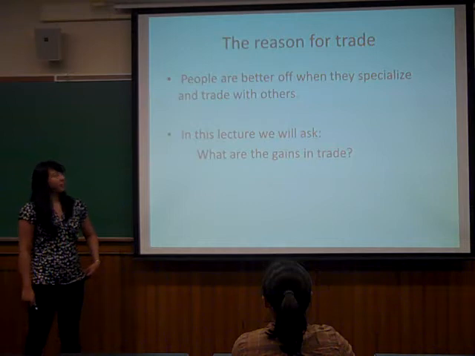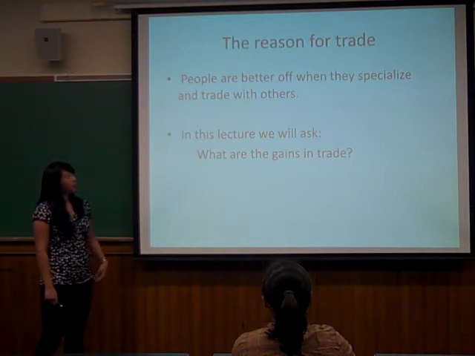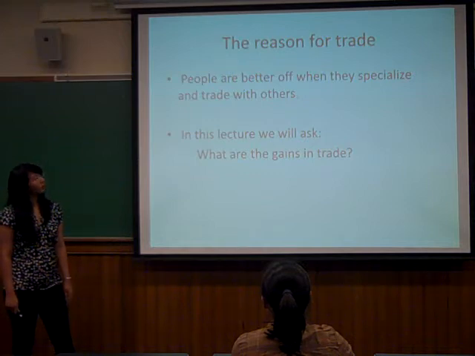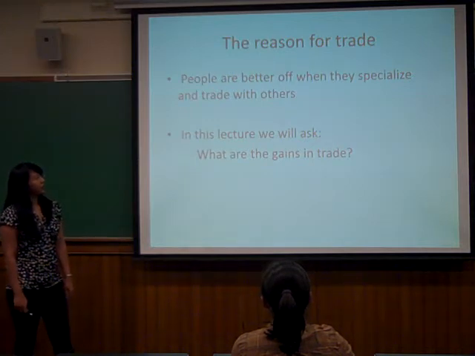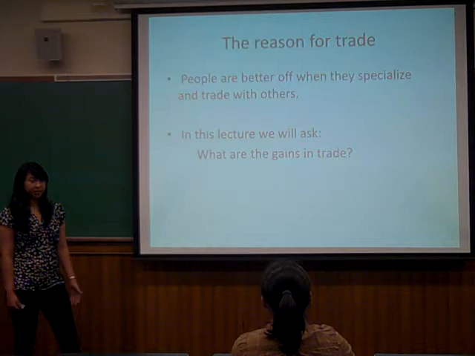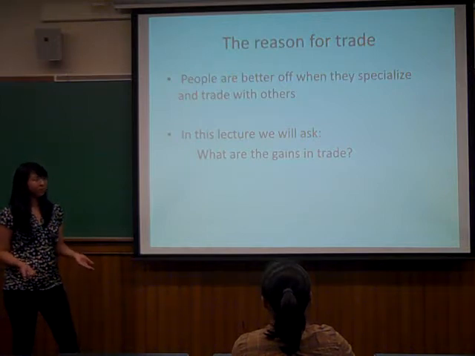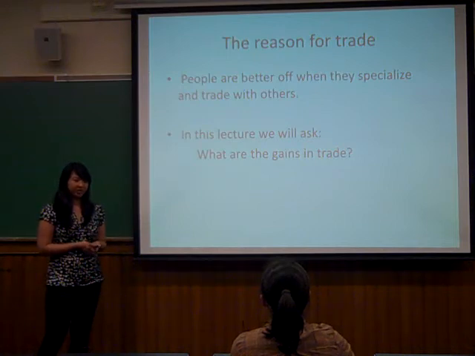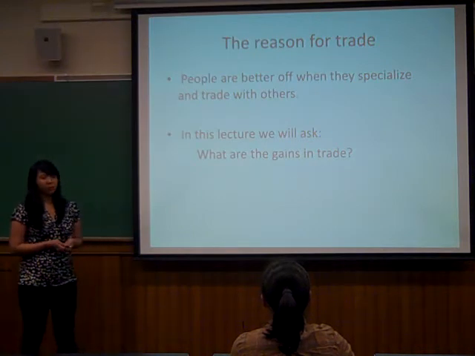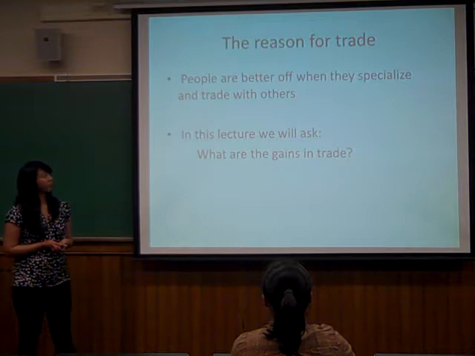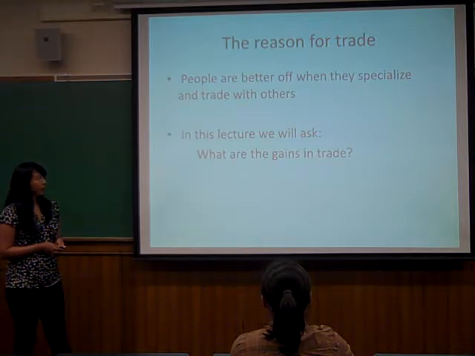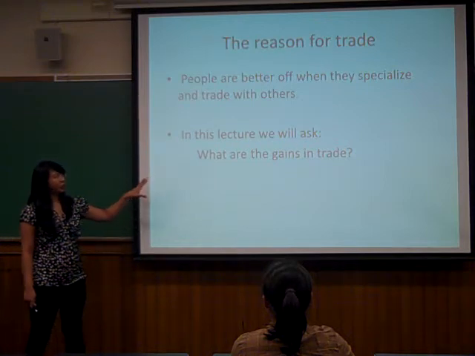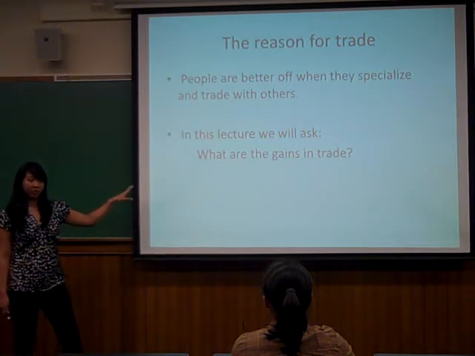So the reason for trade is people are better off when they specialize and trade with one another. One of the 10 principles of microeconomics is that trade makes everyone better off. This is the reason why most economists support free trade and most of them oppose any trade restrictions. So in this lecture we will ask what are these gains from trade that the economists are very favorable of.